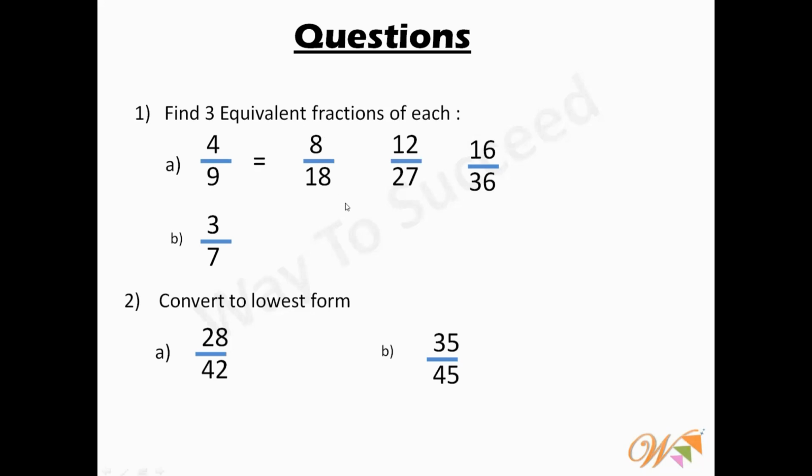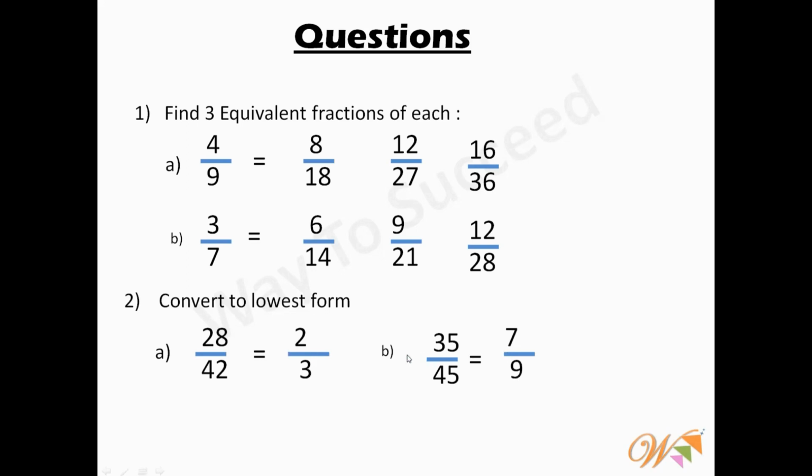So the equivalent fractions for 3 by 7 can be 6 by 14, 9 by 21, 12 by 28, and as I said, they can be unlimited. Now how to convert something to the lowest form? So we have to divide the numerator and denominator with the common factor. So 28 by 42 will give you 2 by 3. 35 by 45 gives you 7 by 9.